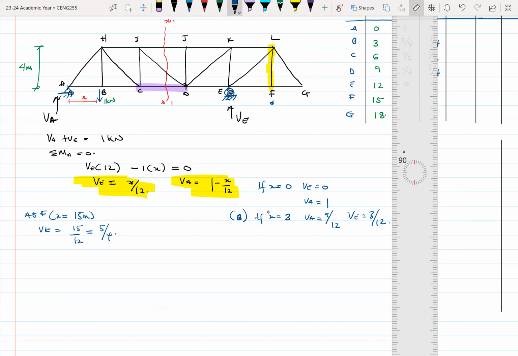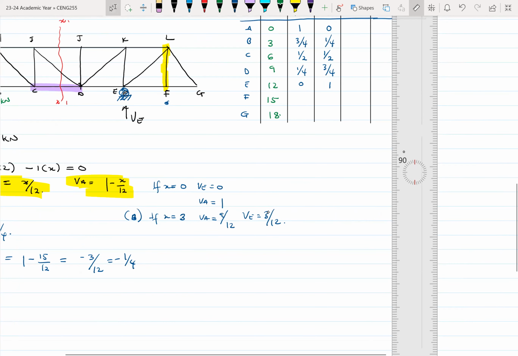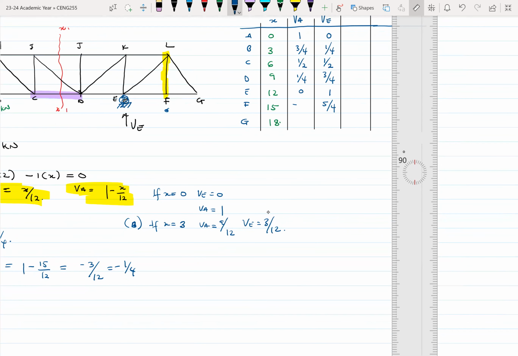5 over 4. Great. So our VA, which is 1 minus X over 12, becomes 1 minus 15 over 12. And 1 minus 15 over 12 is the same as what? Minus 3 over 12, the same as minus 1 over 4. All right. So whilst at F, VE is 5 over 4, VA is minus 1 over 4.